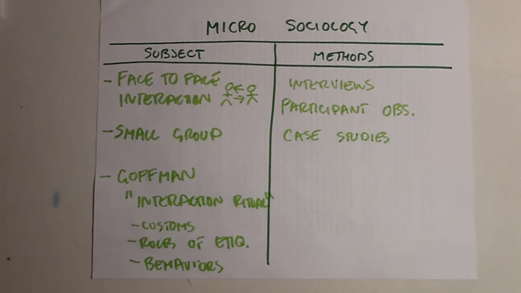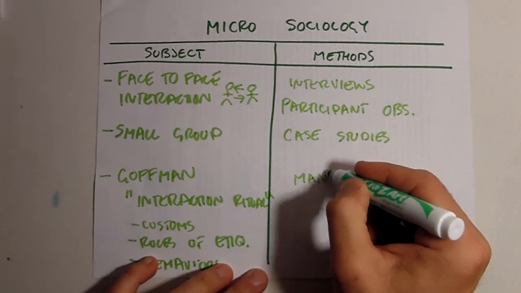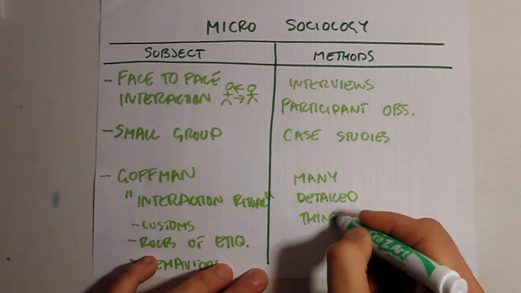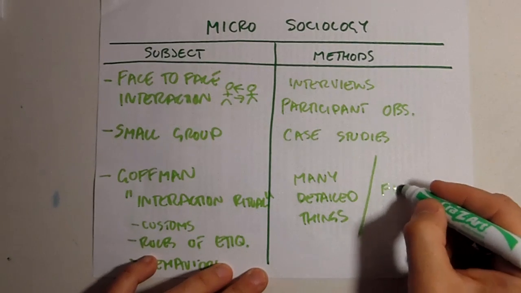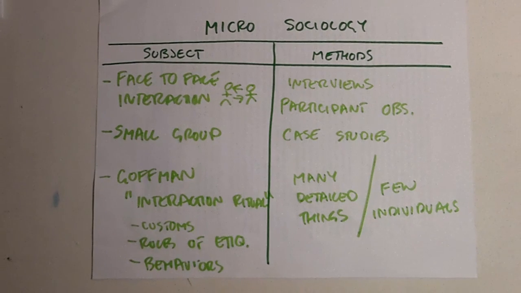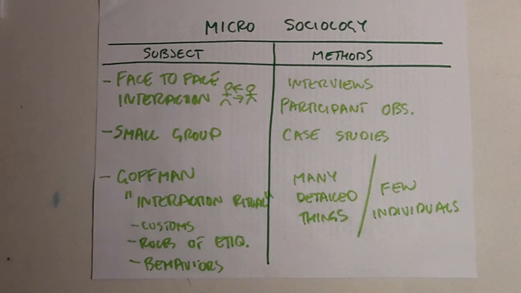A basic way to summarize the methods, and there are more than these three, of microsociology is that microsociologists are trying to find out many detailed things about a few individuals. Now, certainly, they're trying to understand things about how all individuals interact and relate to each other, but their studies and their particular research projects often focus on only a few individuals, but they try to obtain great detail.